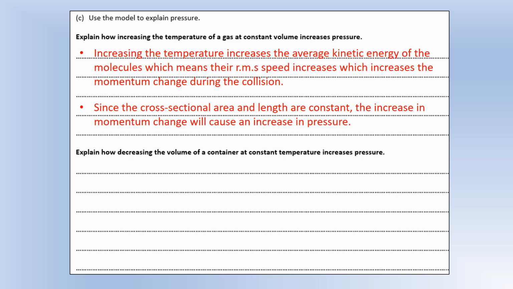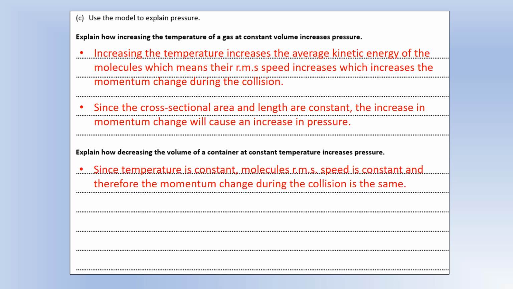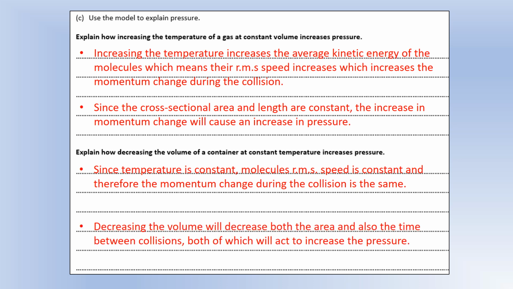If we decrease the volume at constant temperature, well, if the temperature is constant, the momentum change is going to be the same. It's not going to be any different, but it will decrease the area and the length of the container, and so effectively it's going to make the time between collisions shorter. And both of those things will act to increase the pressure because they're on the bottom line. So if we decrease them, that's going to make the pressure bigger. Okay.